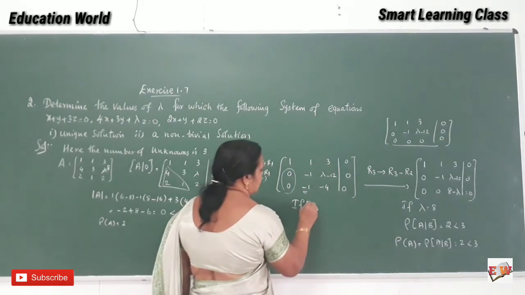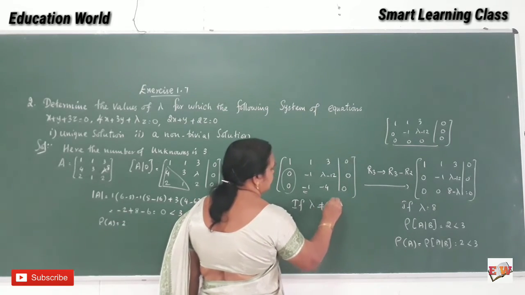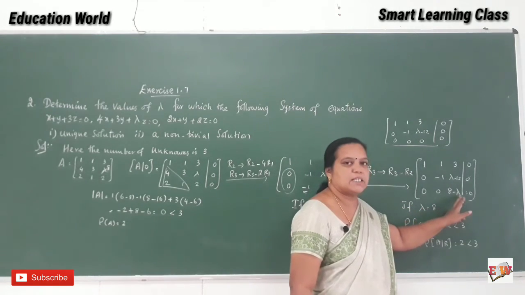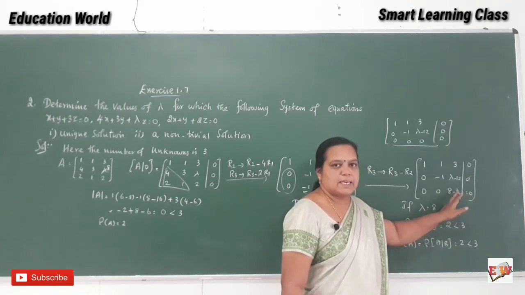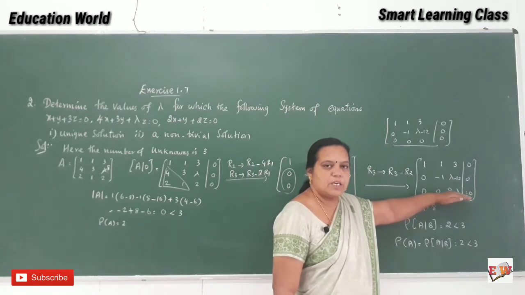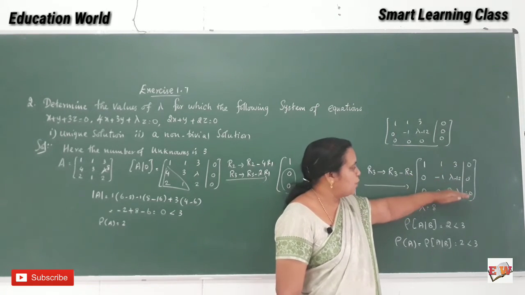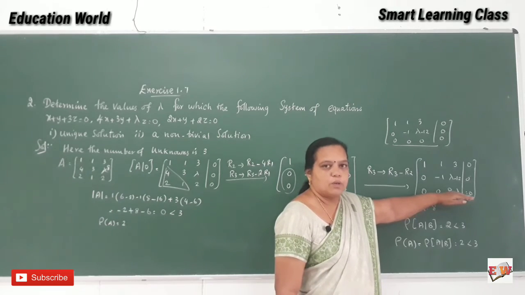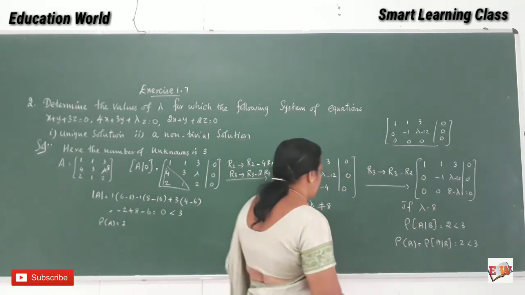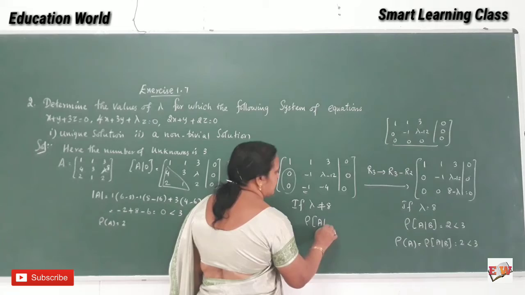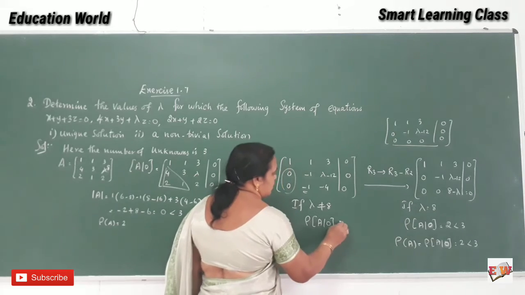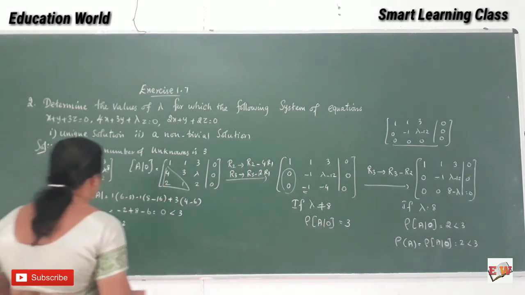If lambda not equal to 8, suppose we substitute any other real number except 8, we get a non-zero row. Here we get some value. So if we substitute lambda as a real number, we get 3 non-zero rows. So the rank of the augmented matrix is 3.